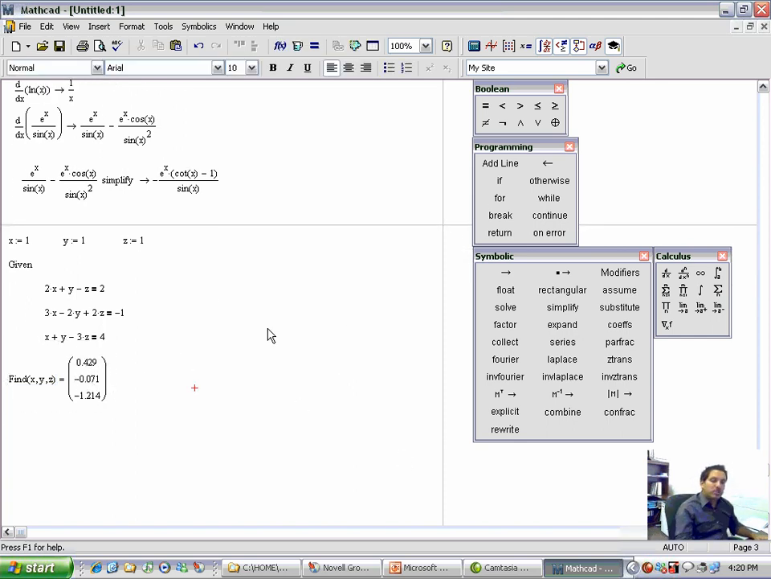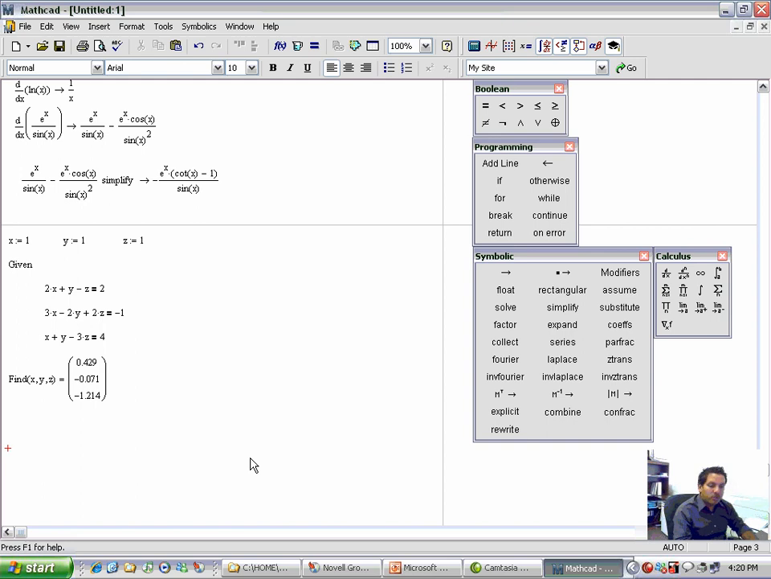Now, since this is a system of equal equations with equal unknowns, and all the equations are linear, there's only one solution for these systems. So it doesn't matter what initial guesses I pick. I pick 1,000, I'm always going to get the same. I pick minus 1,000 for z, it doesn't matter. I'm only going to achieve the same exact solution, because systems of equations that are linear, that have the same number of equations as unknowns, have a unique solution. Like in this case, it's just 0.429, minus 0.071, and so on.